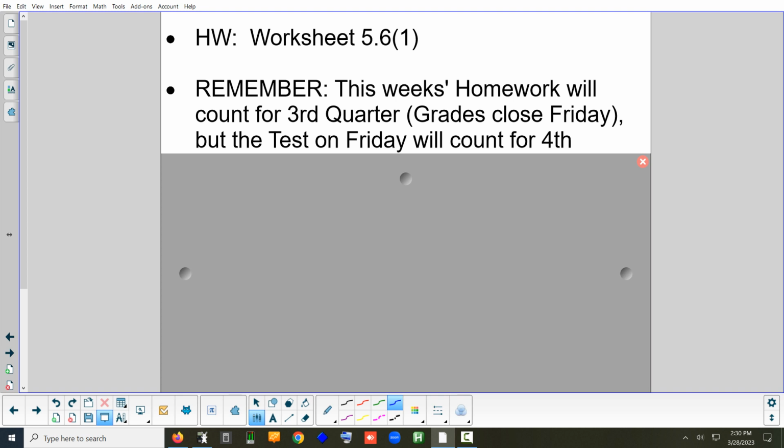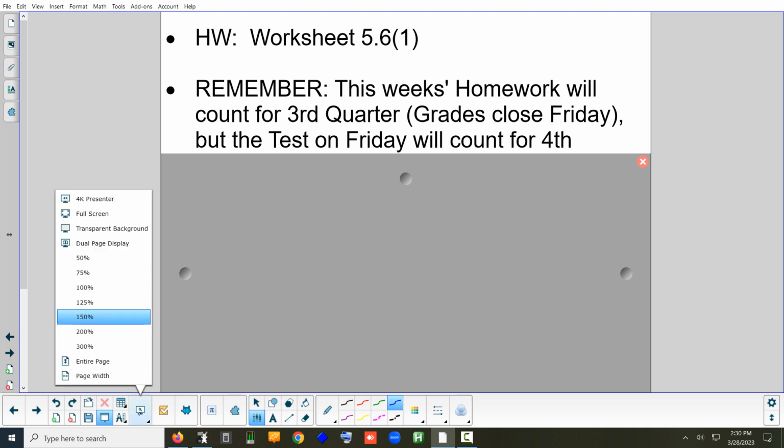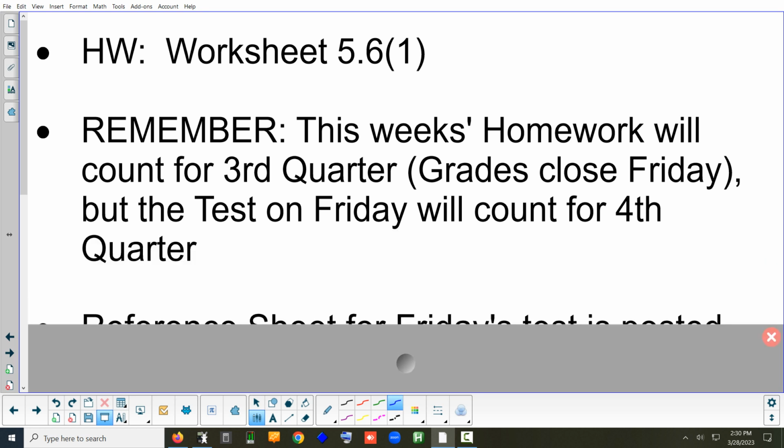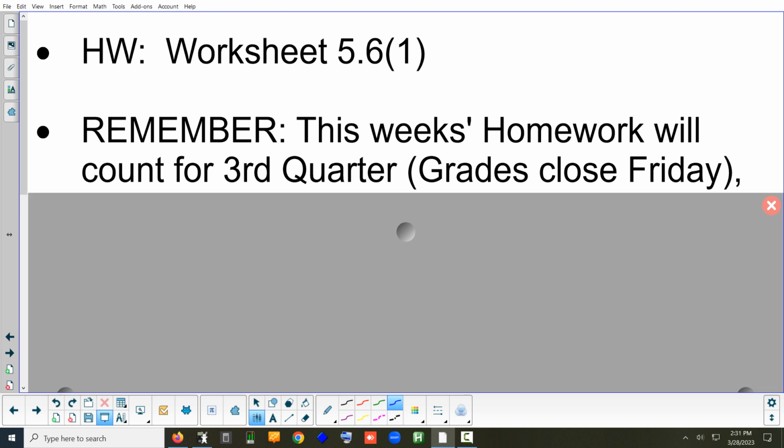Okay, so homework tonight is worksheet. Remember, term closes on Friday. This week's homework and this week's test are going on term 3. So the test and the homework are going to count for third quarter.